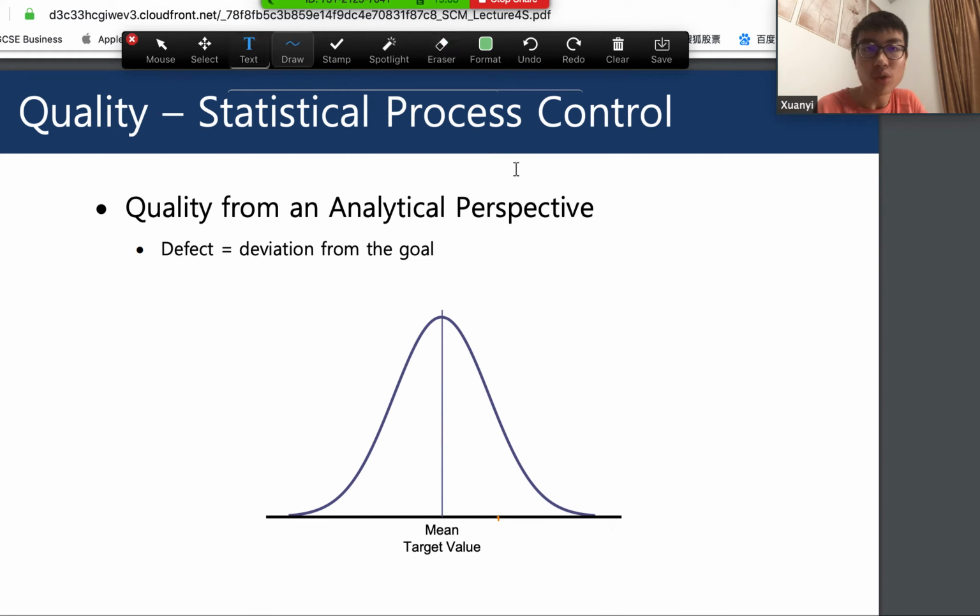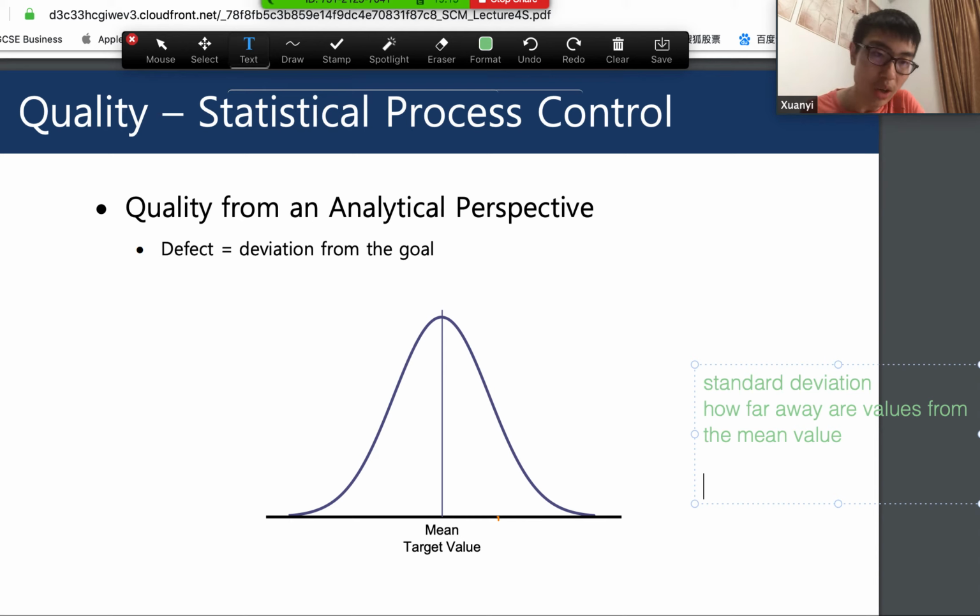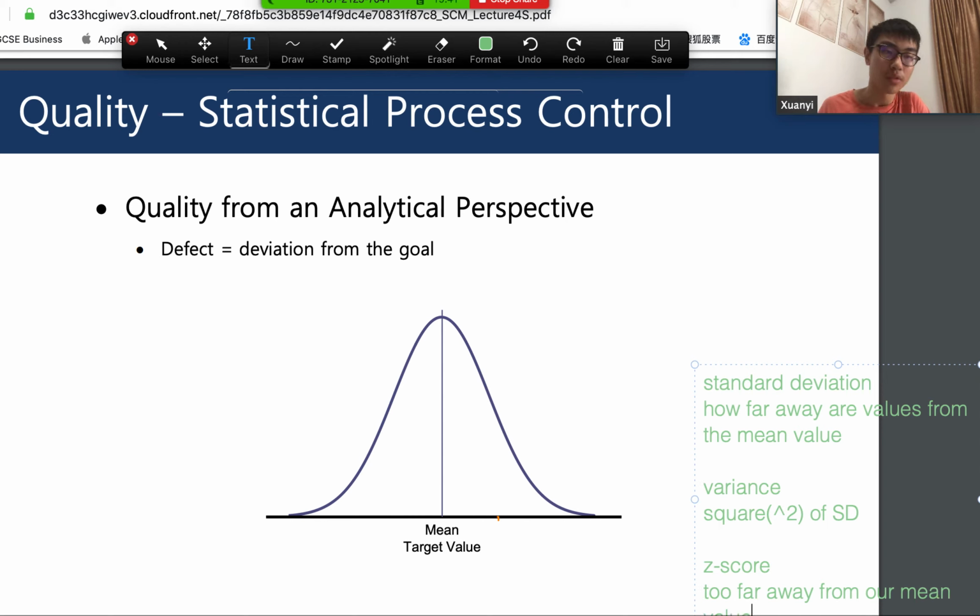If I want to go through a little bit more, there's also something called the standard deviation, which measures how far away our values are from the mean value. This is also very important, and you can also look up more on the variance, which is the square of the standard deviation. You can find out more about this in your statistical learning. From the product and quality point of view, if the standard deviation of certain products is too high, or the variance is too high, or you can look out also for the z-score, if it's too high, it means they are too far away from our mean value. So you can look up these values on your own time.